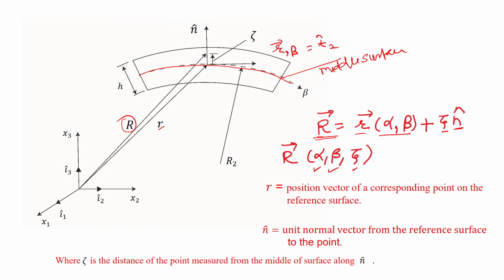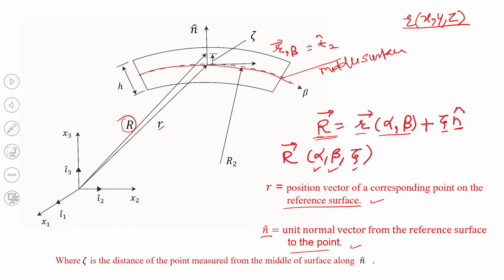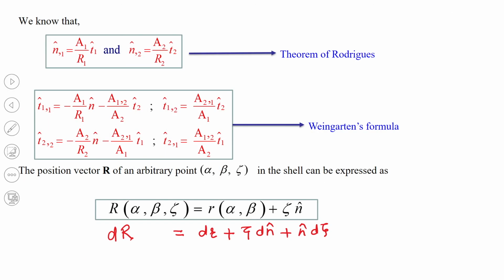Zeta is the thickness coordinate, like we used to say, some position vector r in a rectangular coordinate system, what do you say, x, y and z. So, small r is the position vector of the corresponding point on the reference surface or the middle surface. Already I have discussed n hat is the unit normal vector from the reference surface to the point. Now, we want to find out capital dR.